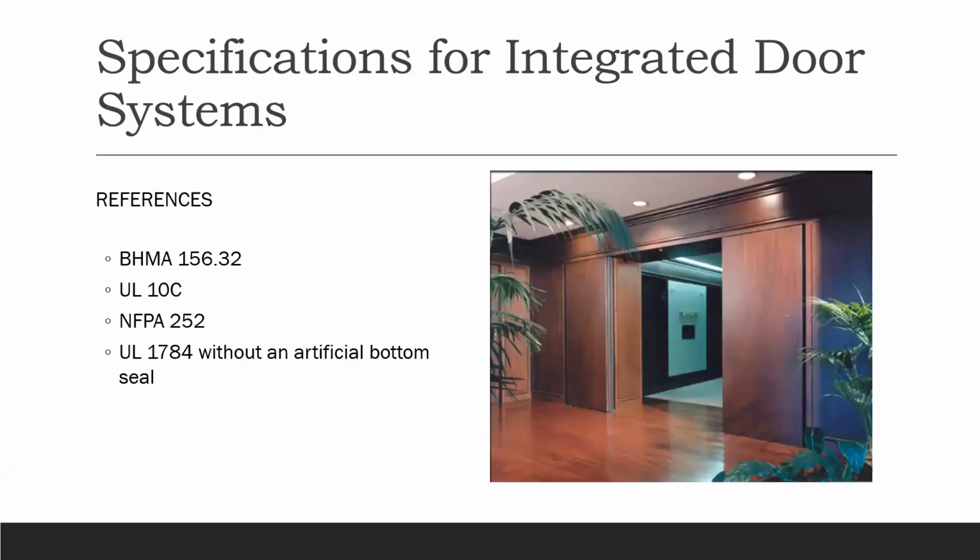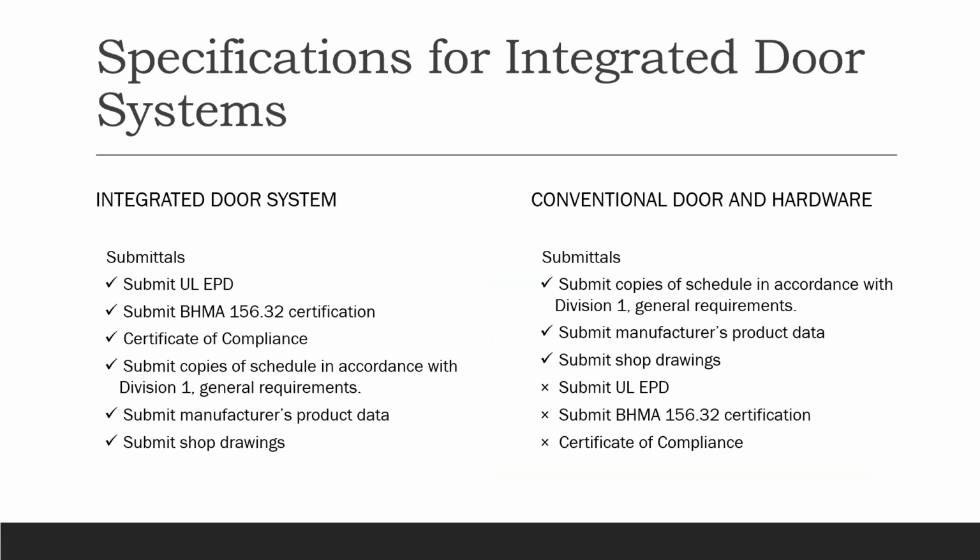Let's talk about specifications. Integrated door system specifications are specific to doors being tested as a complete system. And so they need to be written in their own CSI standalone section, and they're going to be in 81713. They'll be a bit different in scope, but you're going to have your system references, and those are going to be required in the submittals.